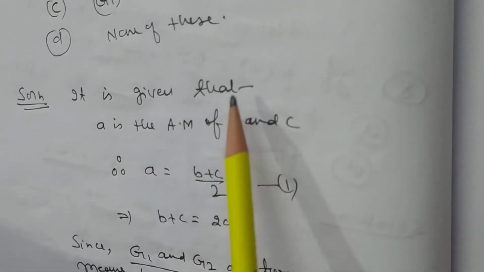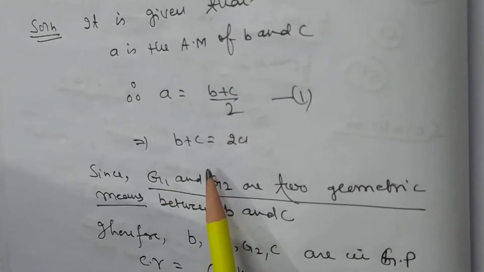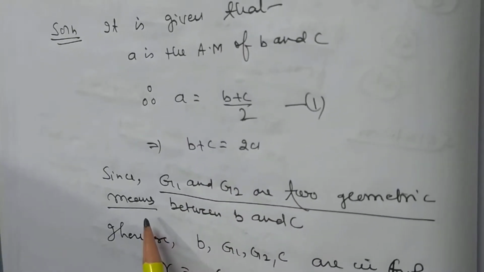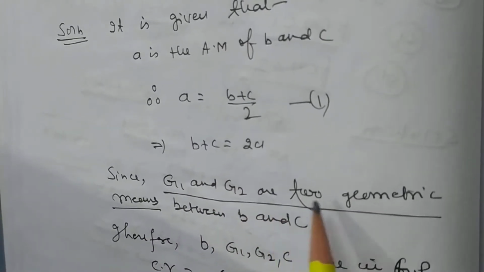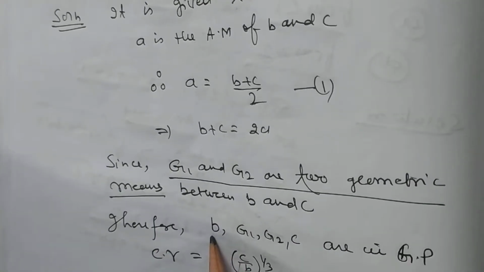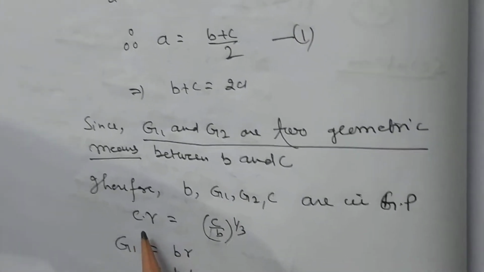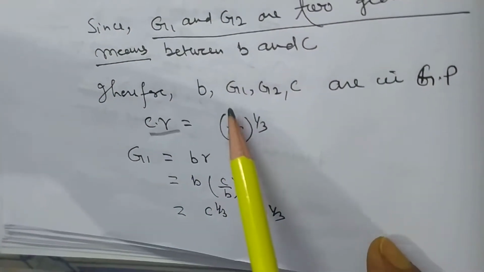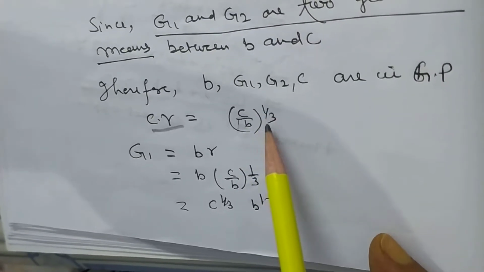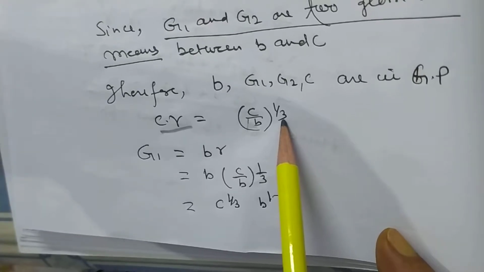My dear student, it is given that A is the arithmetic mean of B and C. So A is equal to (B plus C) by 2, that is 2A is equal to B plus C. Since G1 and G2 are two geometric means between B and C, so B, G1, G2, C are in GP. The common ratio is equal to (C by B) to the power 1 by 3.